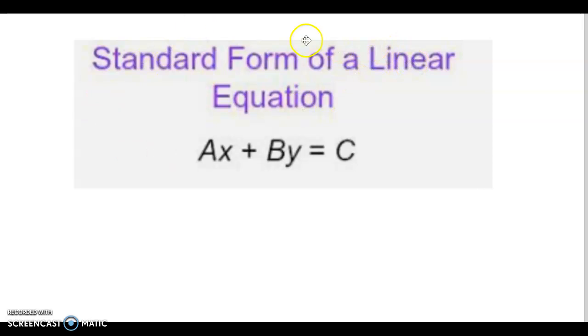Today we're looking at converting from standard form of a linear equation to slope-intercept form. So this is standard form. We have ax plus by equals c, and the a, b, and c are all regular constant numbers. Okay, so that's what it looks like in standard form.